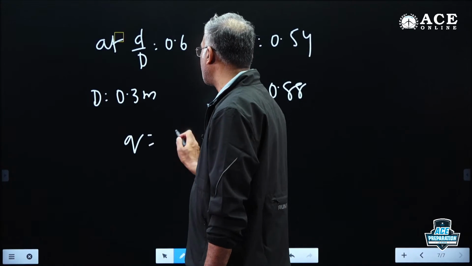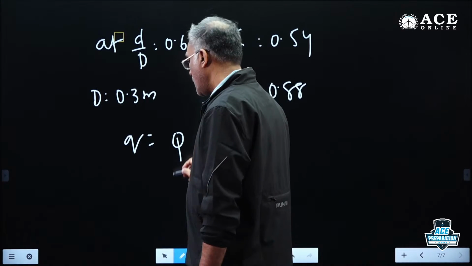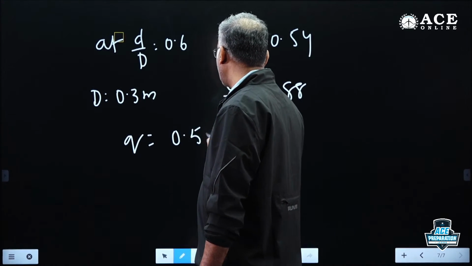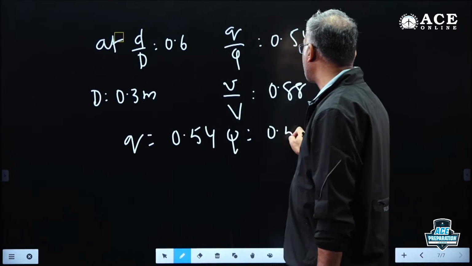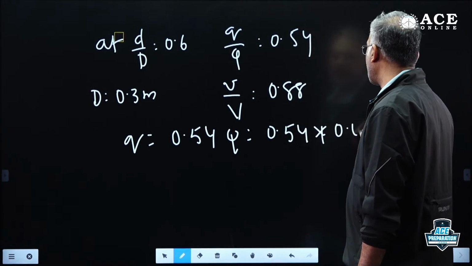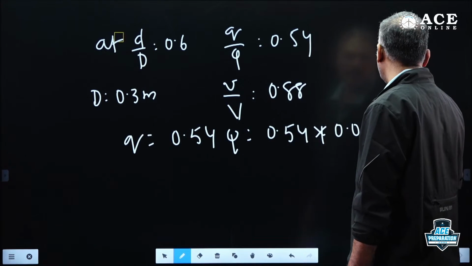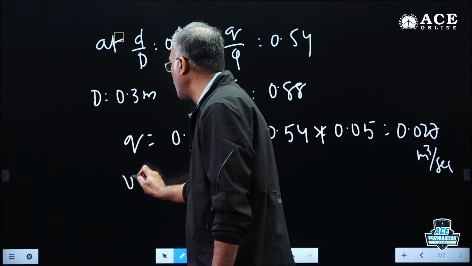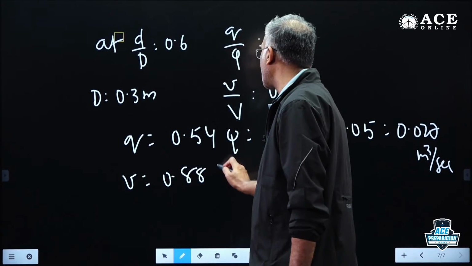So discharge running partially full is equal to 0.54 times capital Q. Capital Q given in the question is this 0.05 Q max. Therefore the answer becomes 0.027 meter cube per second. Similarly, velocity of flow when running partially full is equal to 0.88 times the velocity when running full.